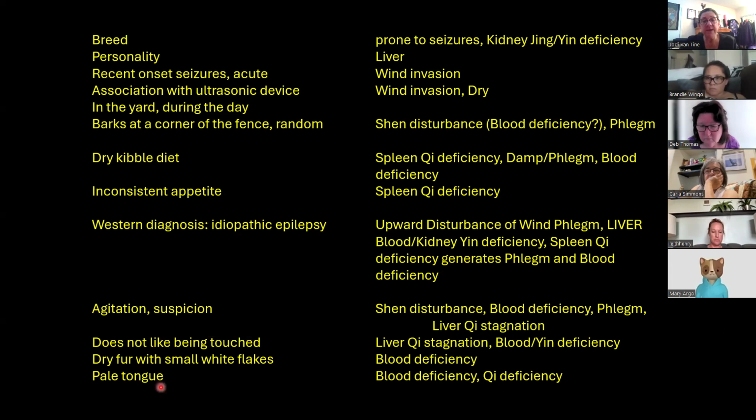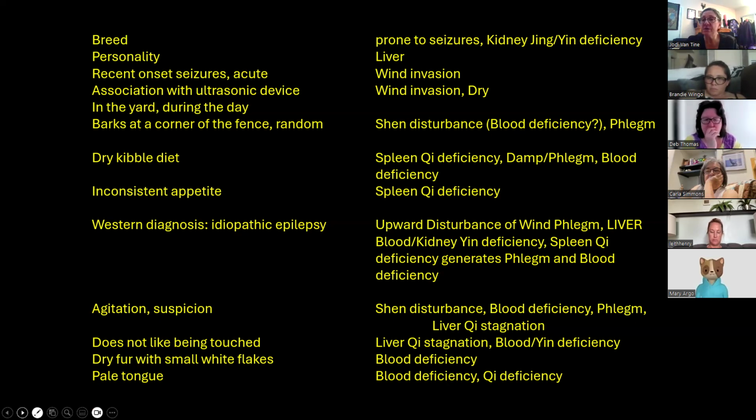And then the pale tongue, again, since we don't really have any more descriptors for that, we just know that it's pale. If it's pale and dry, that's going to be blood deficiency. If it's pale and swollen and wet, that's going to be more of a qi deficiency.